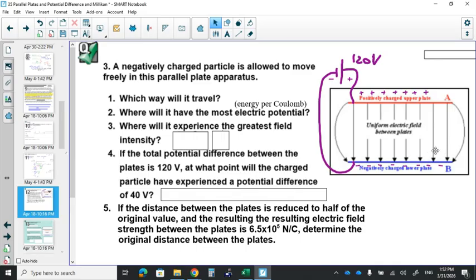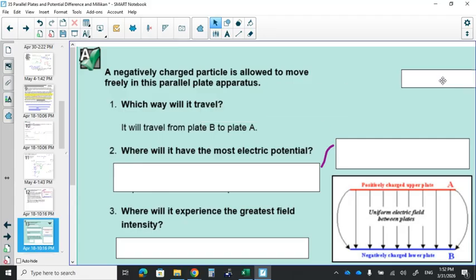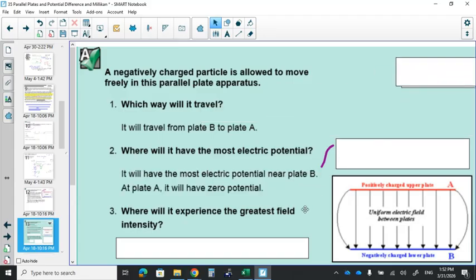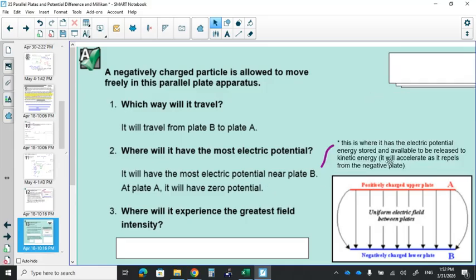Well, a negative charge down here would have the most energy because it has all of that push available to push it all the way. So down here, which will travel, it's going to have at plate B, because it has lots of force available.